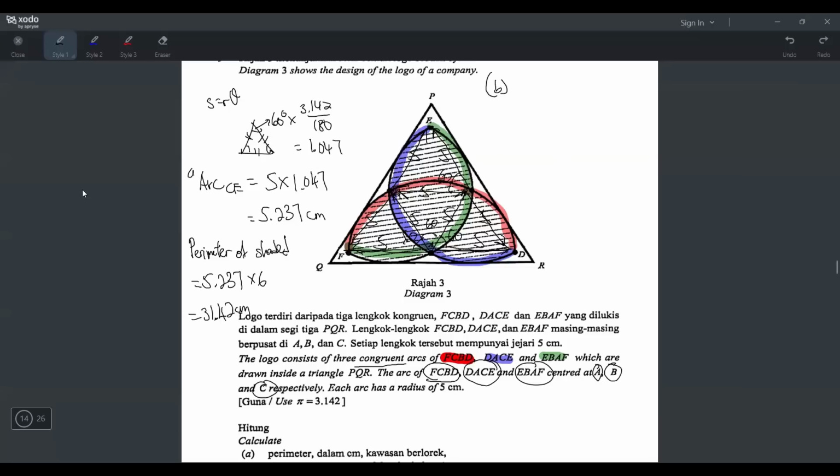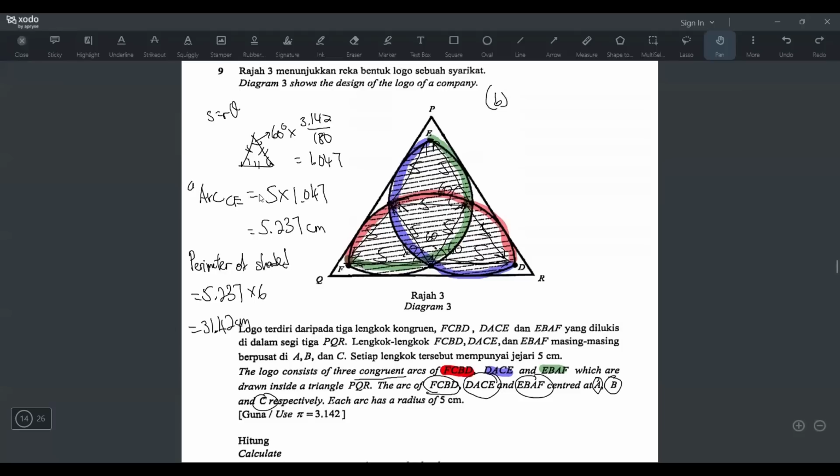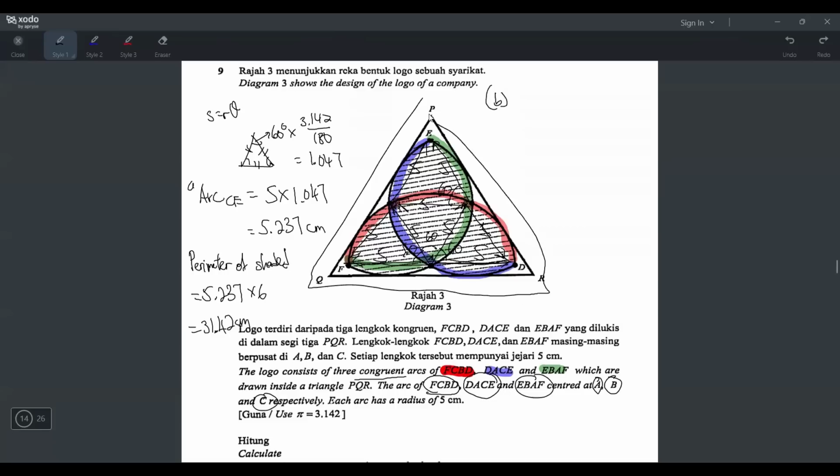Okay, let's do B. For B, what do they want? Let's scroll down. Area of the shaded region. Okay, no problem. So area of the shaded region means the area of this coloured region. How can I find the area of the shaded region? Can I find the area of the whole triangle first? Can I do that? Cannot, because I don't have the length from here to here, right? And also how can I subtract this weird shape? So let's give up doing it like that, because I don't think you can do it like that.